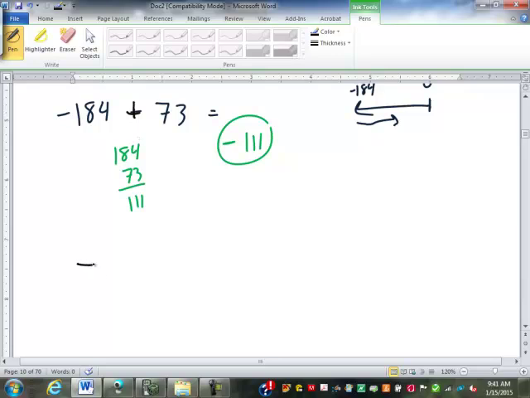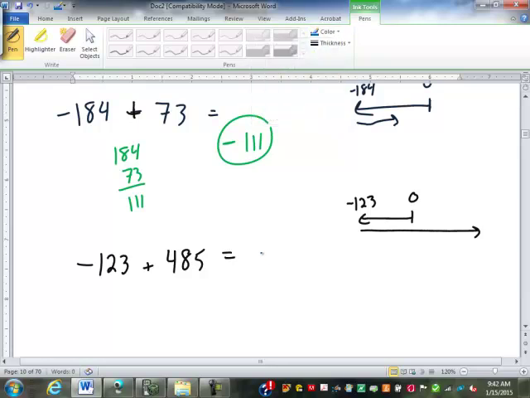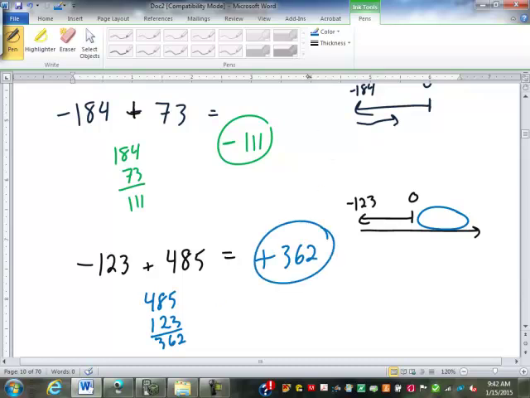Okay. Yep. So let's say we have a negative 123 plus 485. So again, here's 0. Negative 123 goes this way. 485 is positive, so it goes the other direction. Longer or shorter? Longer. So that's telling us our answer is on the positive side. This is a positive answer. And it's the difference. The arrows go opposite directions, so it's the difference between 123 and 485. So we take the bigger one minus the smaller one, 362. So it's a positive 362 is that result.